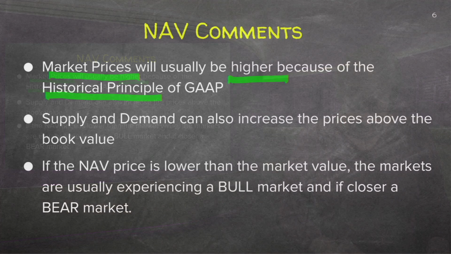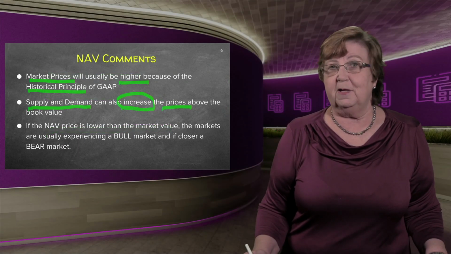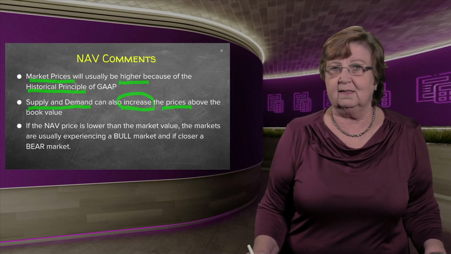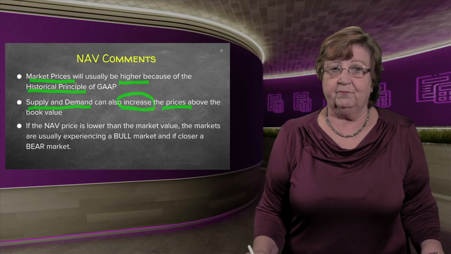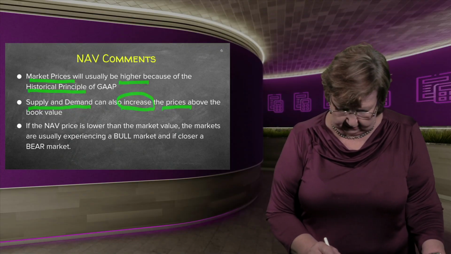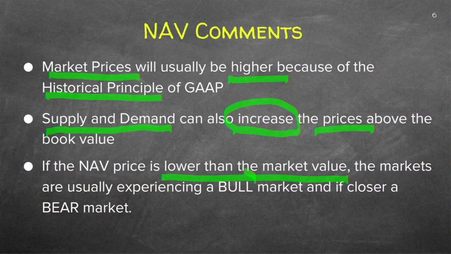Next, supply and demand can also increase the prices. Why, you may ask. Well, if something's in demand, there's very often a scarcity about it, and so people are prepared to pay a higher price. When there's a lot of something around, people will pay a lower price. Now, if the NAV price is lower than the market value, the markets usually experience a bull market, and if closer, they would experience a bear market.